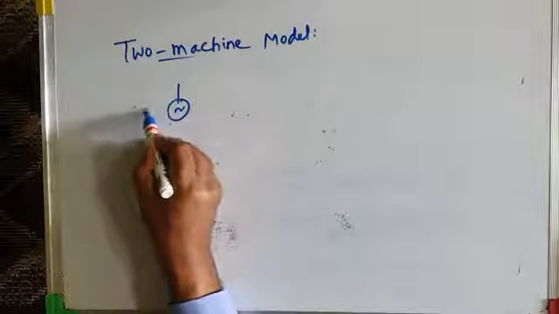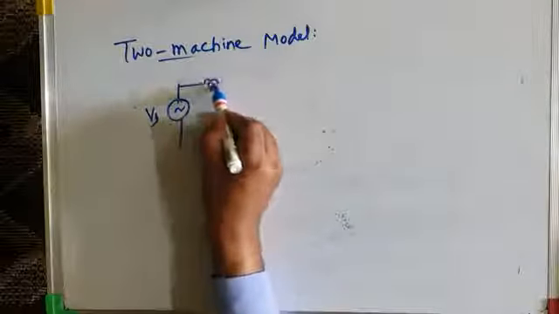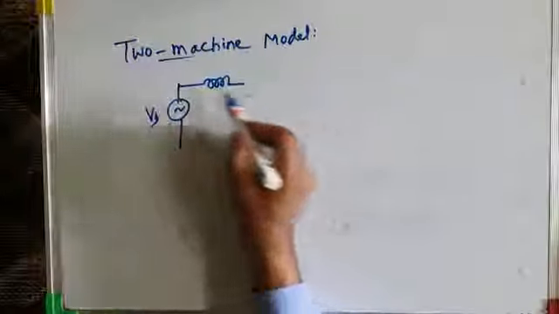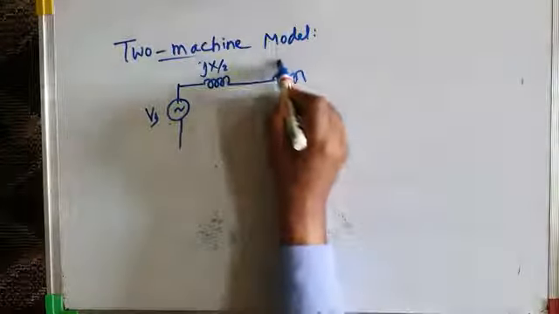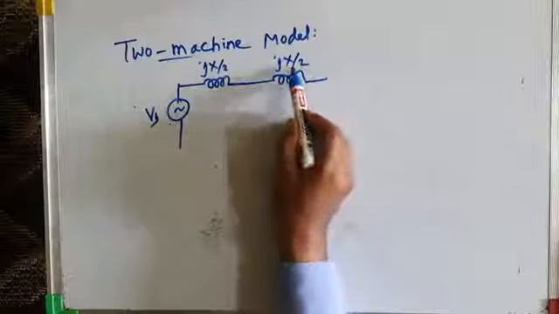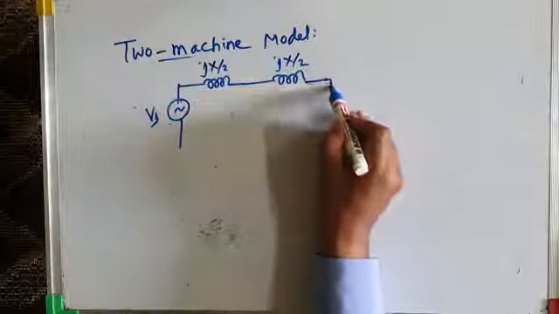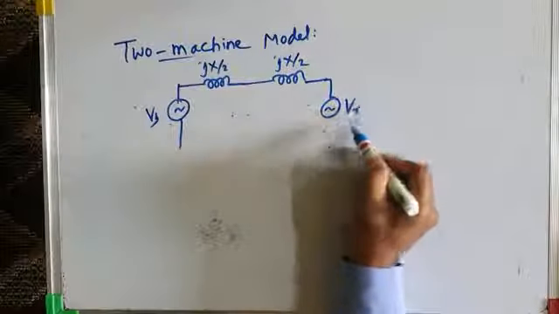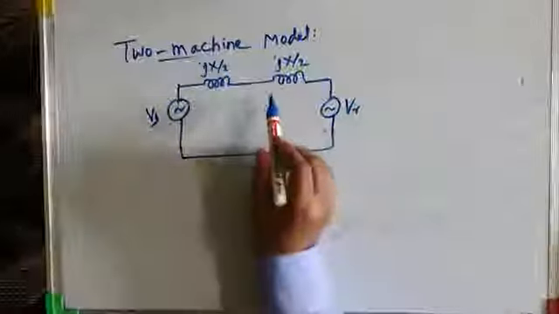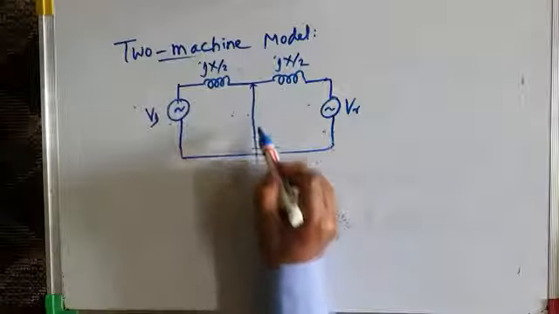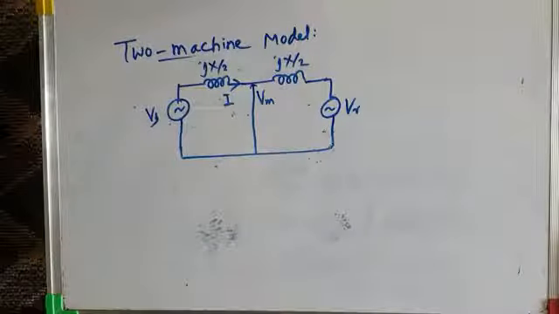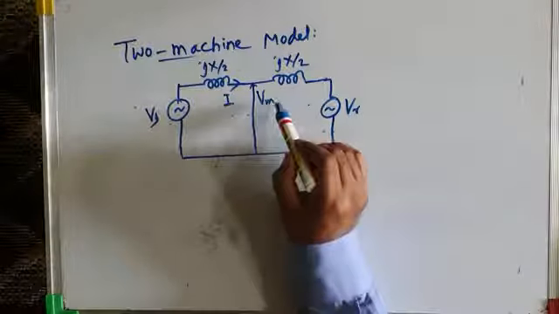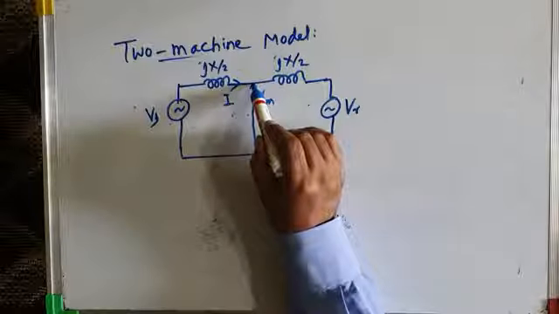We have a sending end voltage Vs. The reactance of the transmission line is jX. We divide it into two equal halves, jX by 2 on this side and jX by 2 on this side. So jX by 2 plus jX by 2 is jX, which is the total reactance of the transmission line. The receiving end voltage is Vr. Let us assume the voltage at the middle of the transmission line is Vm, and the current flowing through the line is I. This current will be in phase with the voltage in the middle of the transmission line.